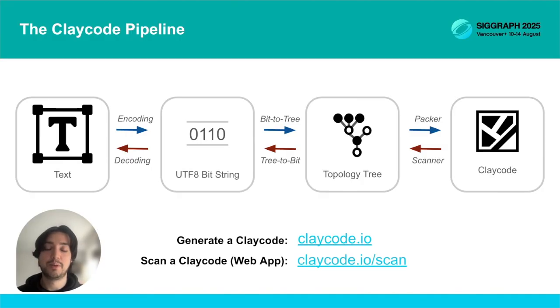This whole thing is implemented and is available online. Check out the generator at claycode.io. There is also a scanner implemented as a web app at claycode.io/scan. You can also find the code online. Let's talk about each component of this pipeline.